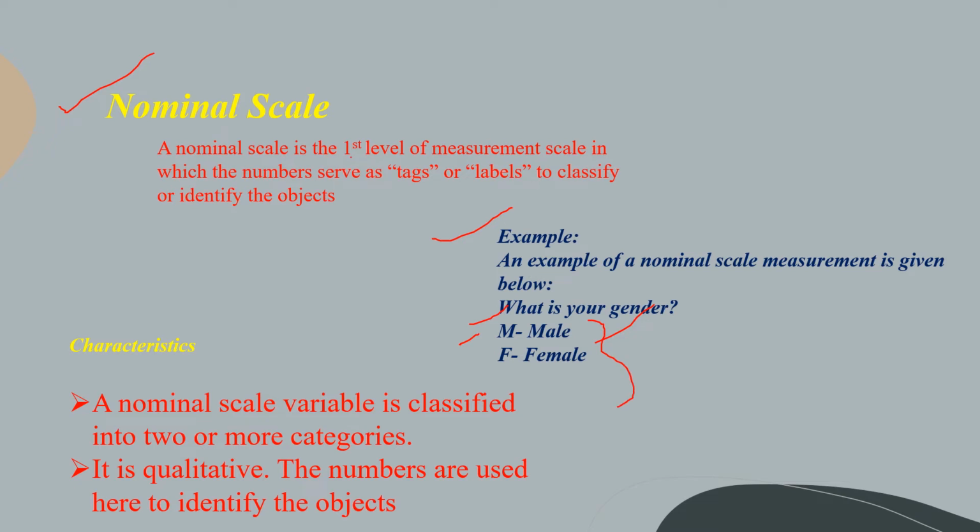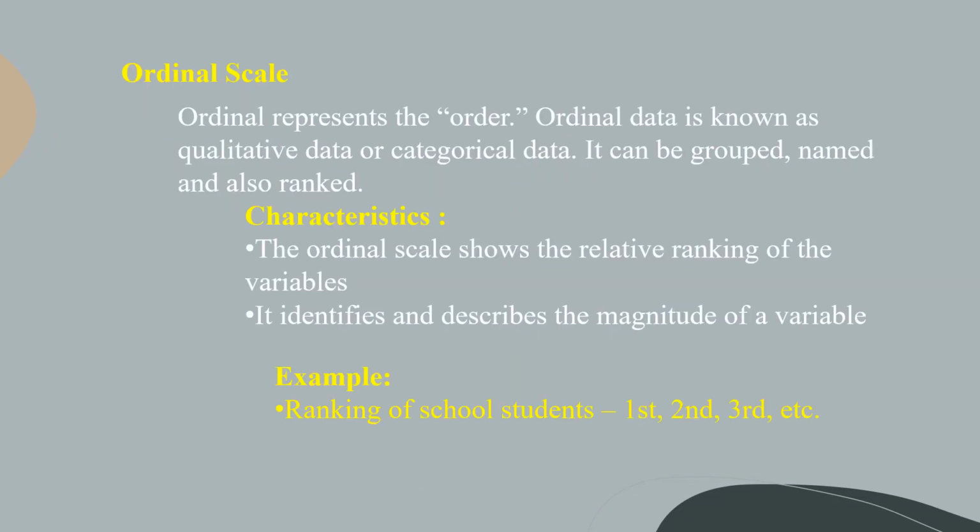It can be classified into two or more categories. It is of course qualitative, because when we give qualitative descriptions, then we say that this is the nominal scale as well. And of course the numbers are used here only to identify the objects. So this is a nominal scale.